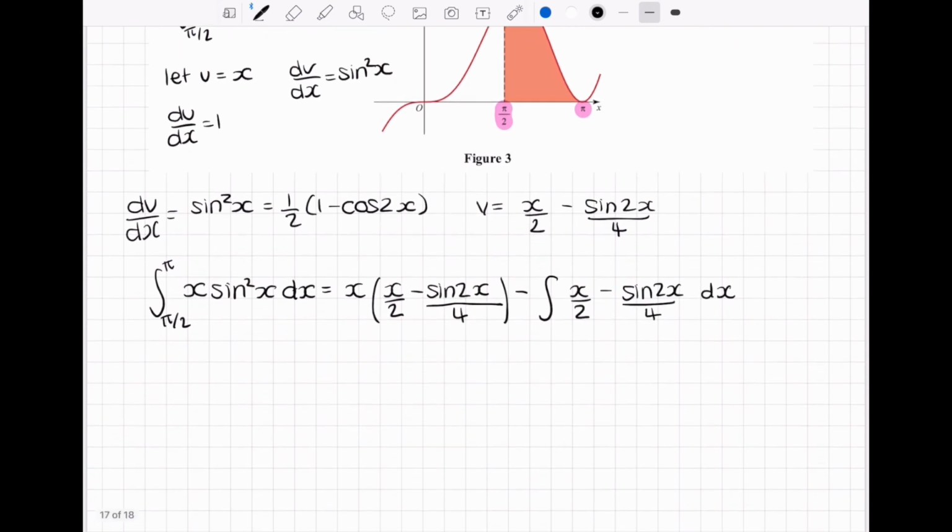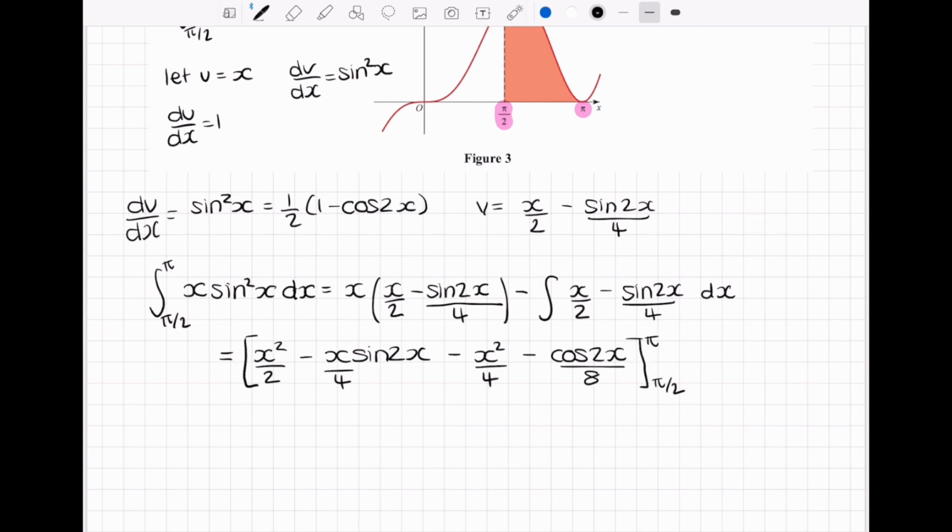I definitely recommend in this one multiplying it all out at each phase. A lot of people with this question take out a factor of a half and then take out another half, and kind of lose track of them along the way. So integrating x over 2 is x squared over 4. And then if we want to integrate sine 2x over 4, we get cos 2x over 8.